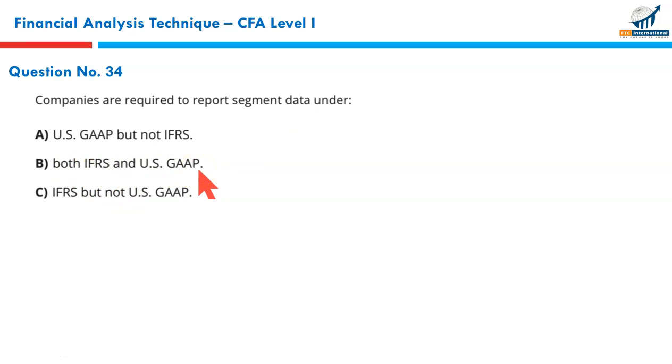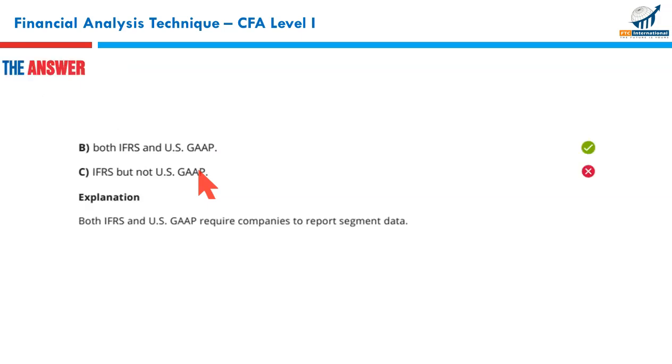Segment means under the US GAAP, a division of a business that has its unique risk return profile and it has assets at least 10% of the total assets of the firm. Its results must be reported separately. So segment data, segment results are required under IFRS as well as US GAAP. So that makes B to be the correct option.